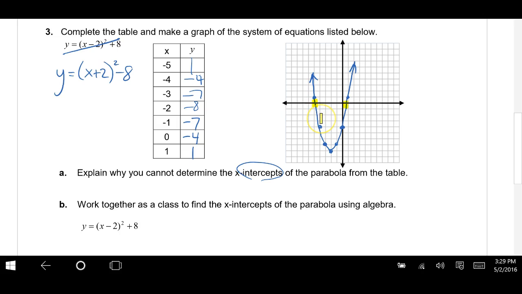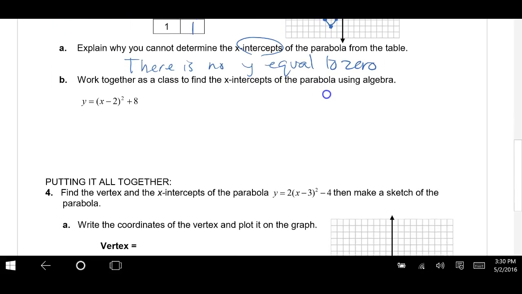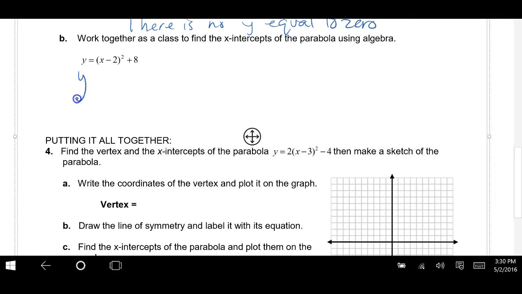So it's like a decimal. But we can't just figure out what a decimal is by looking at the graph, so we have to use math to figure that out. Again, in the table, there is no y equal to 0. So let's figure out what that is by using algebra. Again, we're going to change this equation, so it'll be x plus 2 squared minus 8.